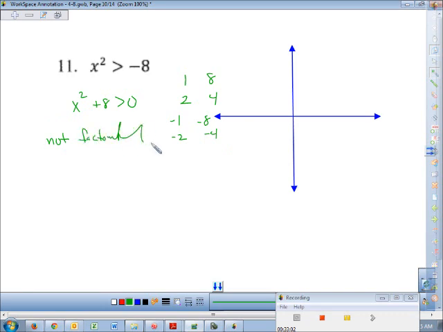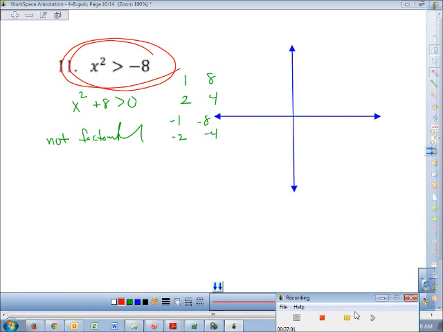Cool? What I'd like you and your neighbor to do is to look back to this original problem and discuss it with common sense. Let me give you the question, I guess. The question is, when will x squared be greater than negative 8? That's the question. When will x squared be greater than negative 8?